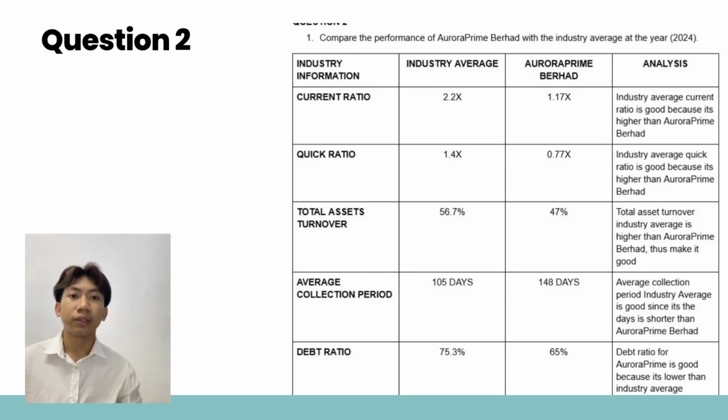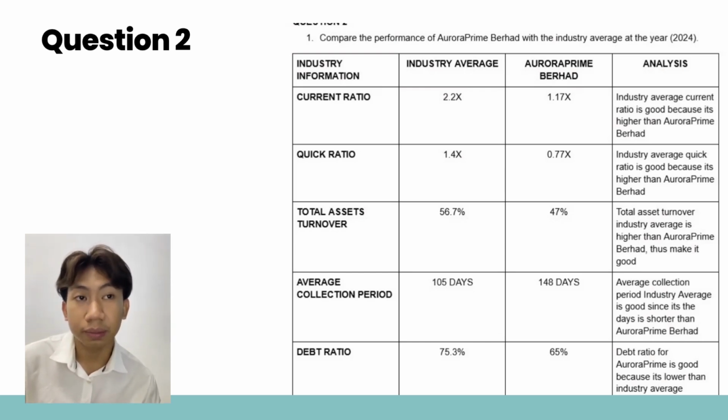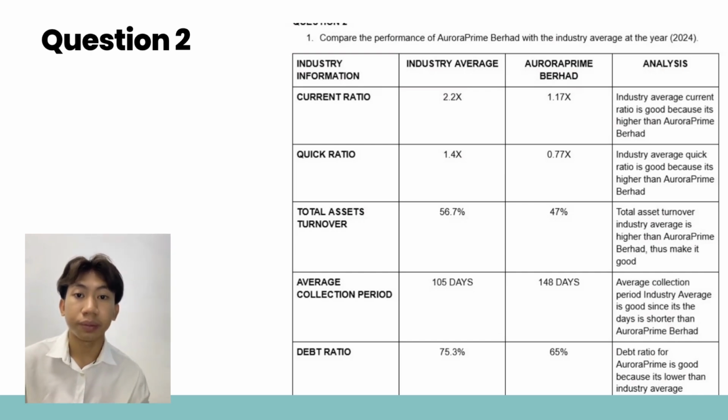So next, for the quick ratio, the industry average is 1.4x and Aurora Prime Berhad is 0.77x. So the analysis: the industry average quick ratio is good because it's higher than Aurora Prime Berhad. Quick ratio, as I mentioned earlier, the higher the better.